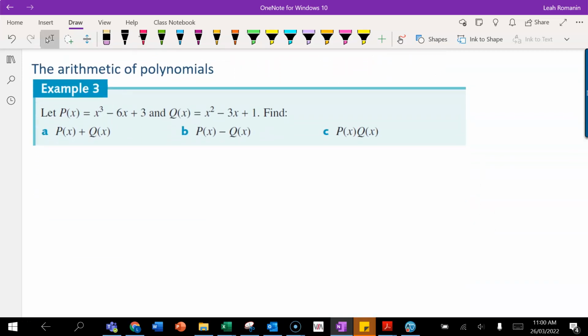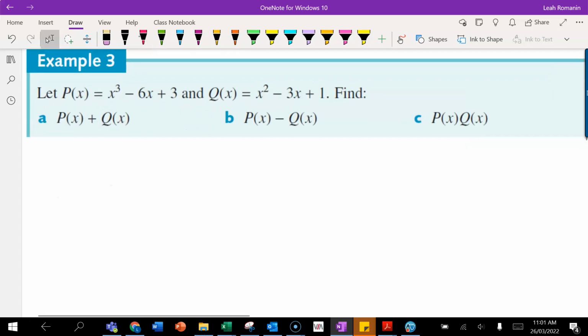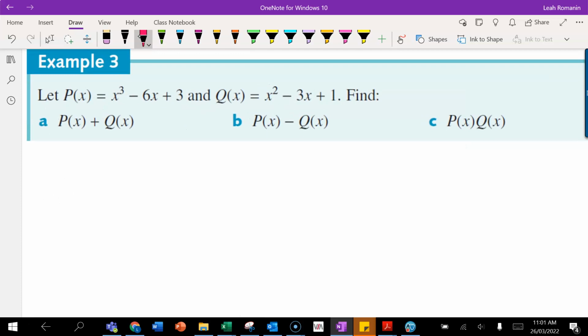Okay, now getting us started with the arithmetic of polynomials. Now we have seen this form quite a bit now, so I'm hoping this is going to jog your memory of our function notations. So we have our first polynomial here that is p of x, and then we are given a second polynomial that is q of x. Now, in question A, it wants us to add p of x and q of x. So all we're going to do is we have our p of x and q of x, and we're simply going to add them together.